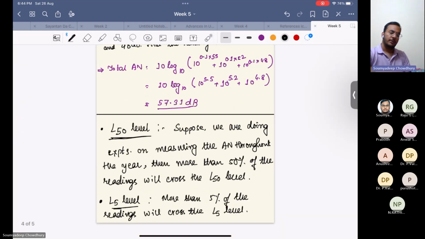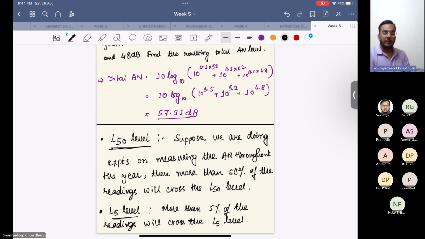Okay, fine. So basically in audible noise, we have certain terms which have been defined by the standards. In an audible noise experiment, we will be doing it throughout the year, to get an average of the audible noise, to get a trend of what the audible noise of that particular region is. With reference to that, we have defined two levels of audible noise.